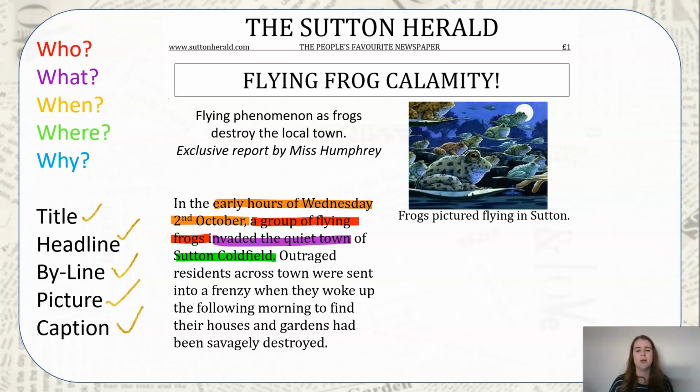So I need to think, well, why? Why am I reporting this? What was the outcome of these flying frogs that went round Sutton Coldfield in that evening? And the result of that was that actually their houses and gardens had been savagely destroyed. So there had been a big disastrous mess that got left behind after these flying frogs invaded the town. So that's why I'm reporting it, because there were the outraged residents who ended up having everything destroyed by these frogs. Okay. So well done if you found where I have used those 5 W's, as well as using my other skills to start off my newspaper report.